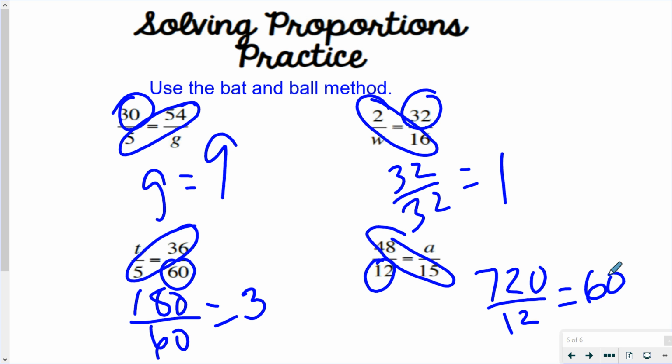So I hope you've learned at least one of the methods to solve a proportion. You'll be using these methods in similar figures. Please make sure you go and complete assignment 2 using the method that you prefer. And please be sure to turn it in by Wednesday, April the 1st.